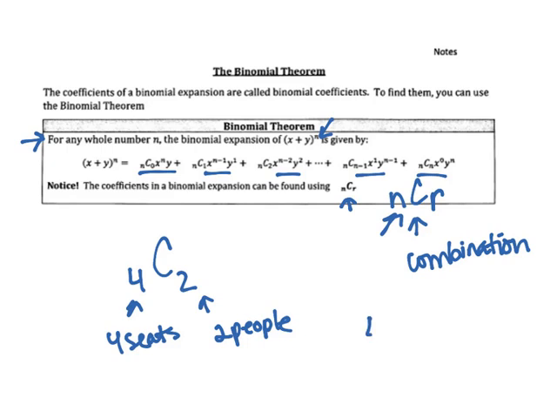You would type in 4, and then you would hit the math button, and then you scroll over to, let me just do that while we're talking.